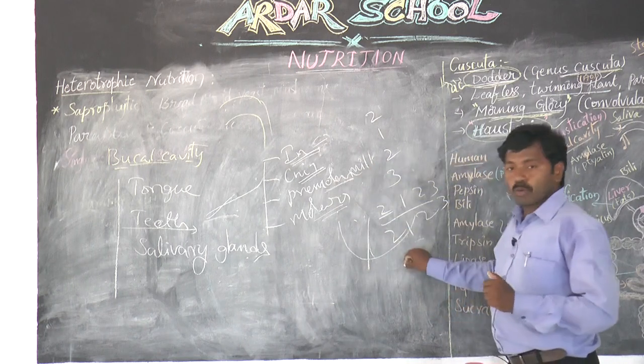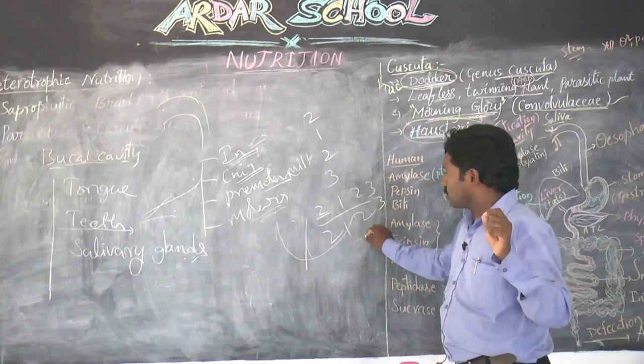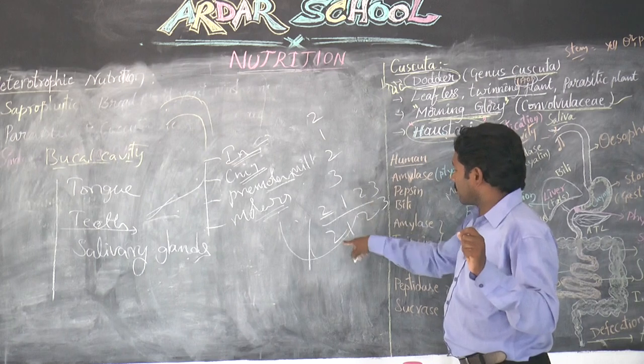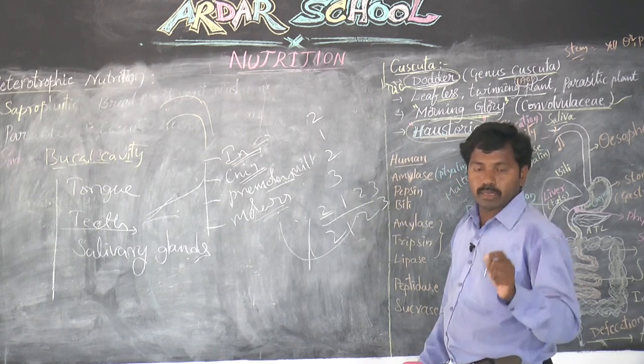Next, the dental formula of the human being is important from the examination point of view. It is very, very important. 2, 1, 2, 3 by 2, 1, 2, 3. It is the dental formula of the human being.